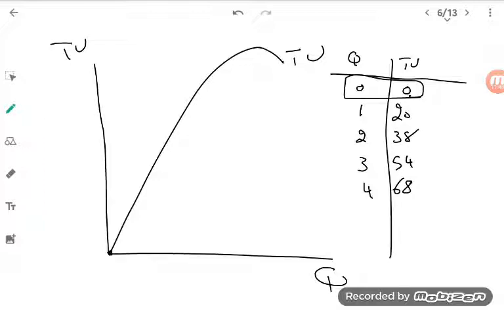Just like what we did in cost, everything has total and also has marginal. So we would like to find what is meant by marginal utility. The word marginal means additional. What is the additional satisfaction that you are going to get from consuming a commodity?